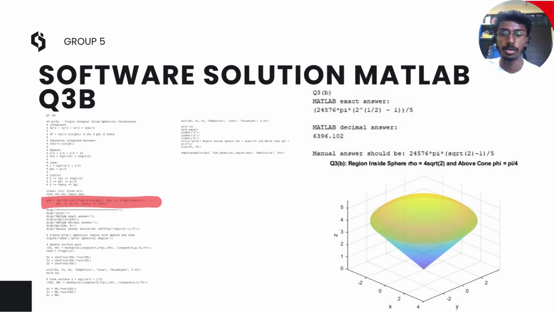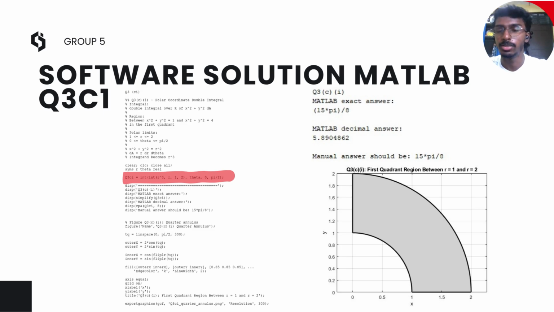After running the code, the method gives the answer 24567 pi over 5 times the bracket root 2 minus 1. This matches the correct manual evaluation, so this answer is verified. The graph generated by MATLAB shows the region inside the sphere and above the cone. This confirms the spherical coordinates are suitable for this question.